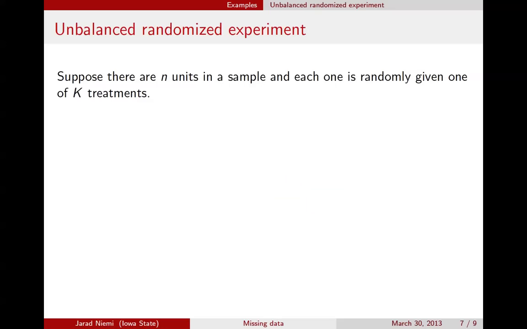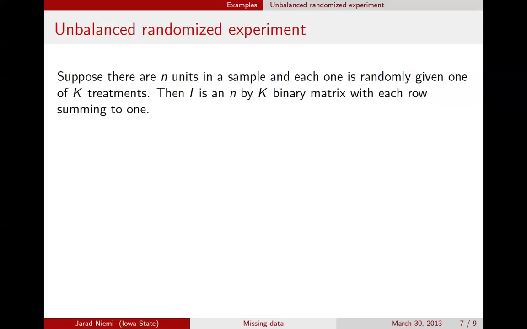Okay. Here's an example from randomized experiments. So this is slightly different from the completely randomized experiment described in Gelman. The idea here is that we just have little n units in our sample, and then each one of those units is going to be randomly given 1 of k possible treatments. So I here is now an n by k binary matrix with each row summing to 1. Here's the idea: each row is an indicator. Each row has k columns, and that indicator says which treatment the individual in that row received. So it's going to have a 1 in one of those columns and a 0 everywhere else. Another way to say that is each row sums to 1.